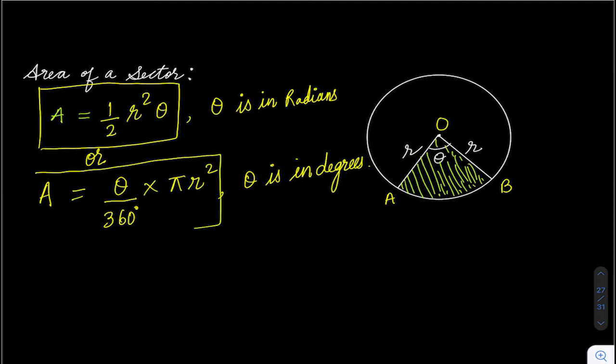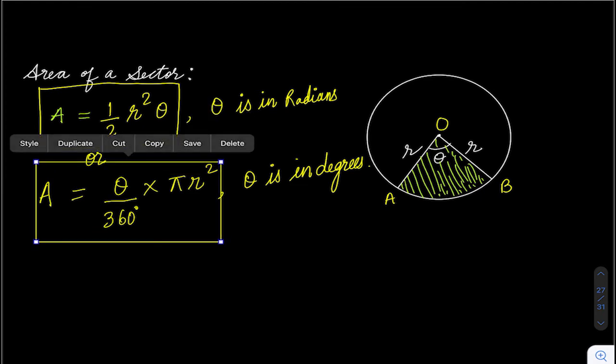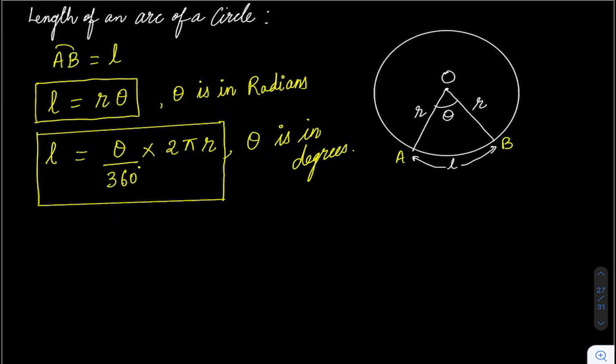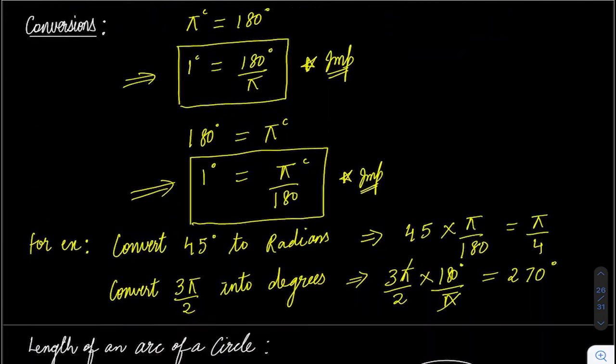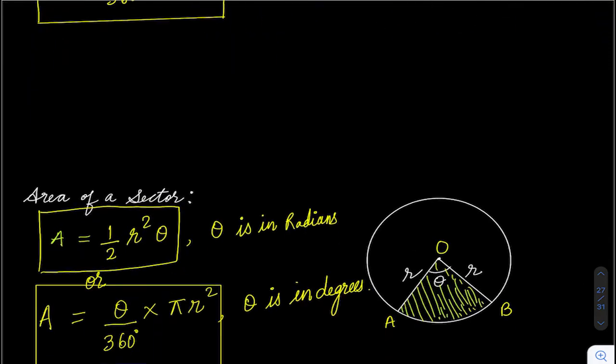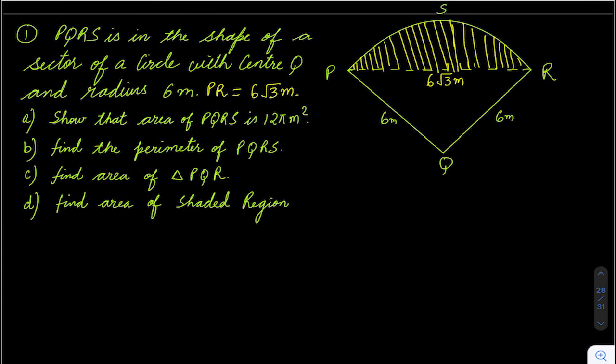Okay. So this is area of sector. So now we have discussed in the first lecture how to convert radians into degrees, what is a radian, what is length of arc, and how to find area of sector. So let's try one question on this.